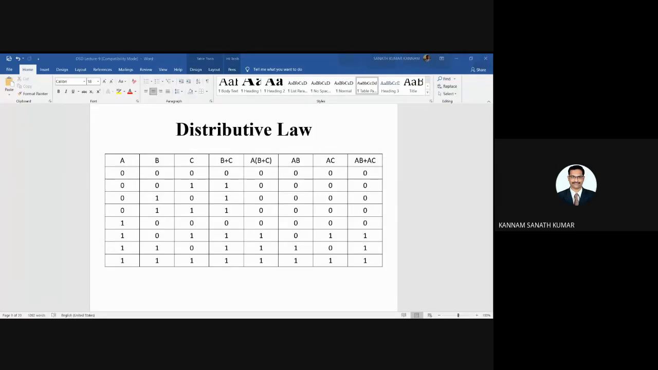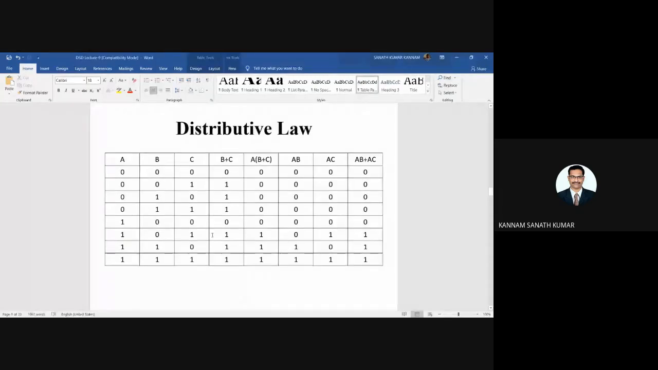So if you see B plus C, when you are doing B plus C, if any of the inputs is 1, the output is 1, and if two inputs are 0, the output is 0. A into (B plus C) means what? So this is A into (B plus C). You have to do the AND operation. So when any of the inputs is 0, the output is 0. Two inputs are 1, the output is 1.